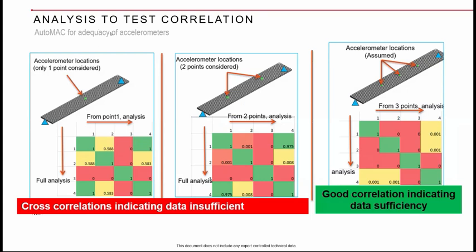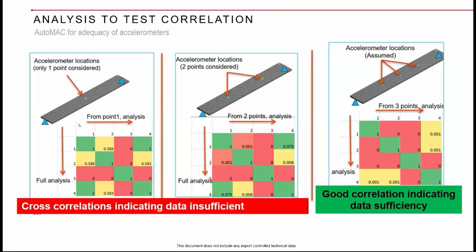AutoMAC. So if you see, the AutoMAC is required for adequacy of accelerometers. I have taken a simple beam here with one accelerometer. Now this is the full analysis, and this is from point one, I mean from this point one analysis. So I am assuming that this is from the analysis itself. I am extracting the data at one point, and I am considering that to be test data. Okay. Now when I go ahead and compare all the first four modes here against the test data, you consider it to be test data.